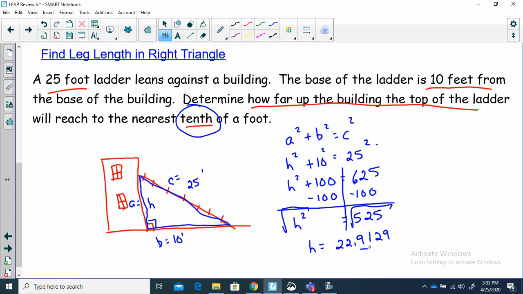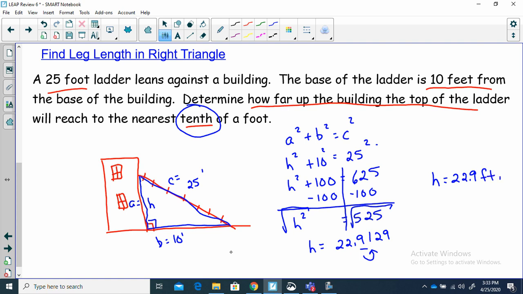Remember the old saying: 5 or more, raise the score; 4 or less, let it rest. So we look at the number behind this. It's a 1, which is 4 or less, so we let it rest. We don't change the 9. We leave it like it is. Our height then is 22.9. And what are our units? Feet, right?